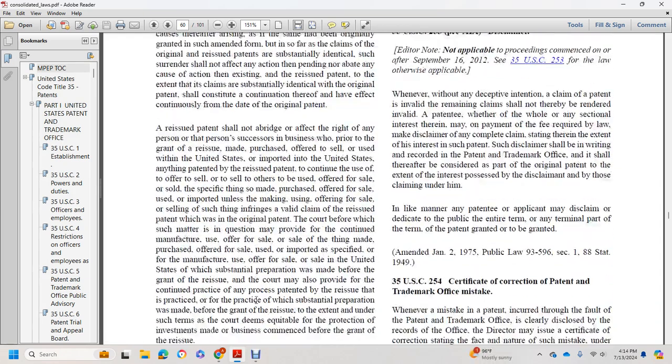A reissued patent shall not abridge or affect the right of any person or that person's successors in business who, prior to the grant of a reissue, made, purchased, offered to sell, used, or imported into the United States anything patented by the reissued patent, to continue the use of, to offer to sell, or to sell to others to be used or sold, the specific thing so made, purchased, offered for sale, used, or imported, unless the making, using, offering for sale, or selling of such thing infringes a valid claim of the reissued patent which was in the original patent.